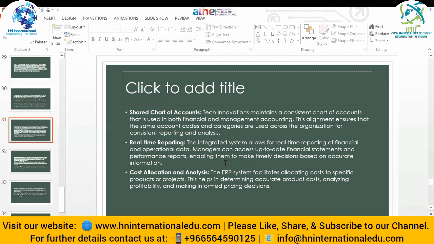Real-time reporting. The integrated system allows for real-time reporting of financial and operational data, that is, daily basis data. Managers can access up-to-date financial statements, the balance sheet, the income statement, the cash flow statements, and performance reports. That is, first we are going to make these and then we are going to report on them, enabling them to make timely decisions based on accurate information. It is very necessary that we provide accurate information because the next step is decision making, so it is going to be impacted by it. And the overall production is also going to be impacted by it.